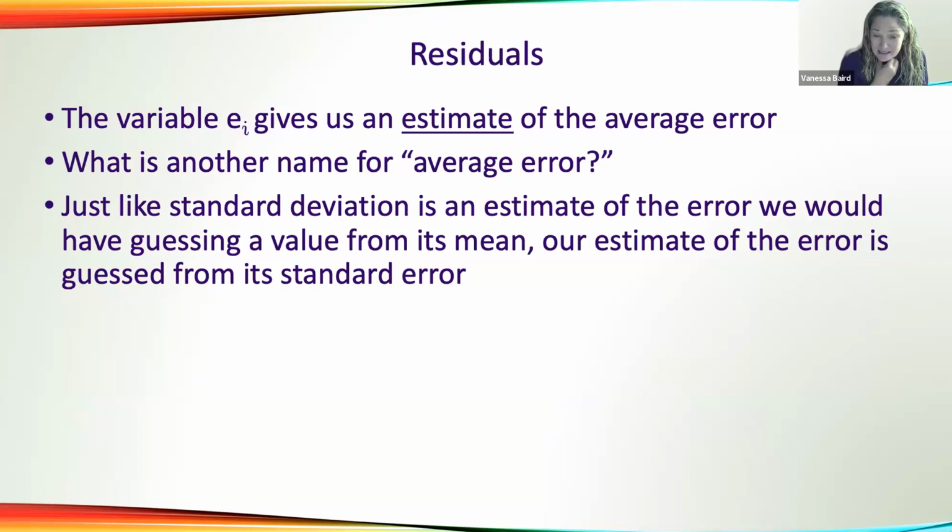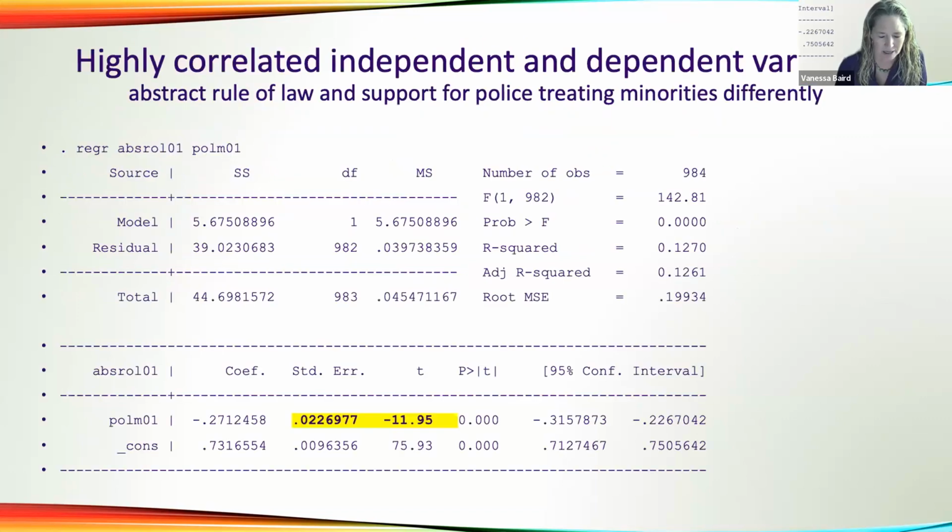the variable e sub i gives us an estimate of the average error, and another name for average error is standard error, right? It's kind of similar to a standard deviation. If you look at the descriptive mean and standard deviation of your residual term, it's not exactly the standard error, but it's analogous to the standard error.